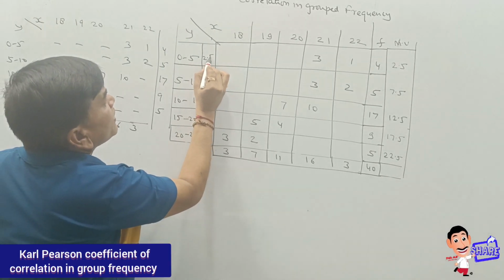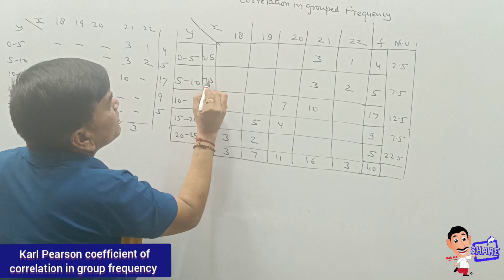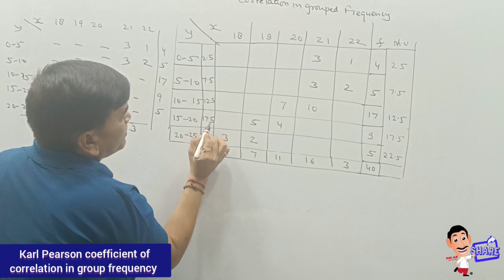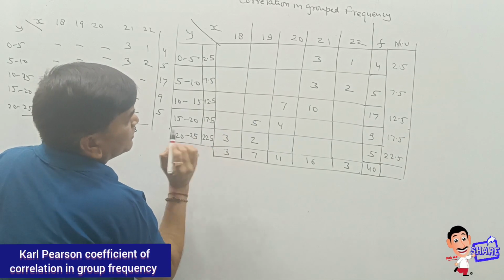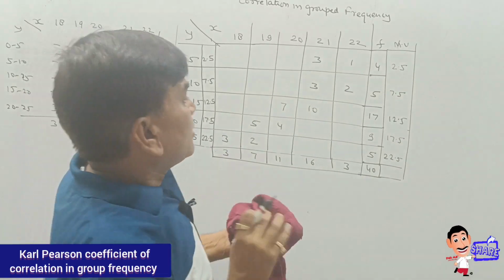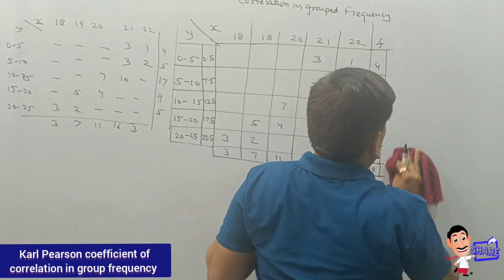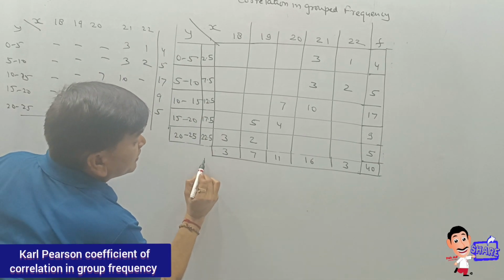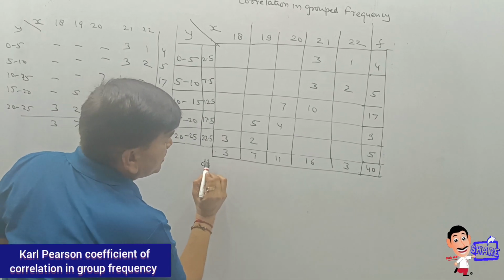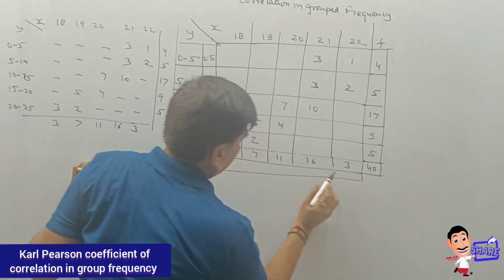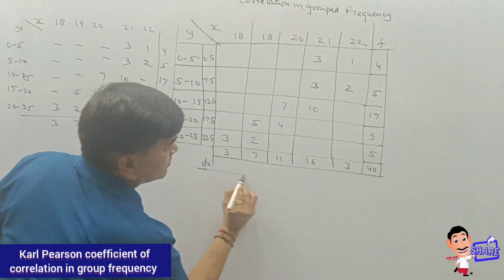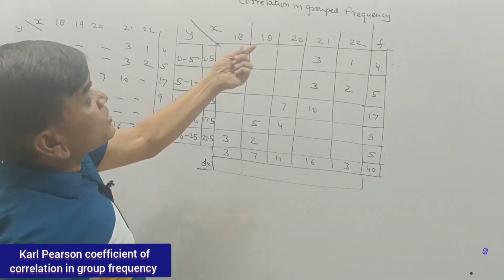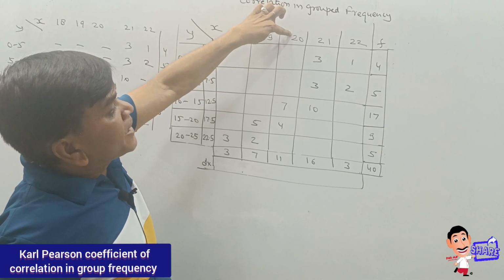That is 2.5, 7.5, 12.5, 17.5, 22.5. Okay. Now the very first, here we are taking dx as an assumed mean. So very first, suppose our assumed mean is 20.